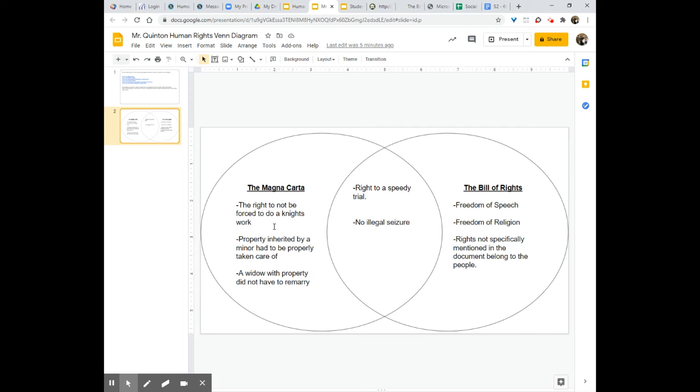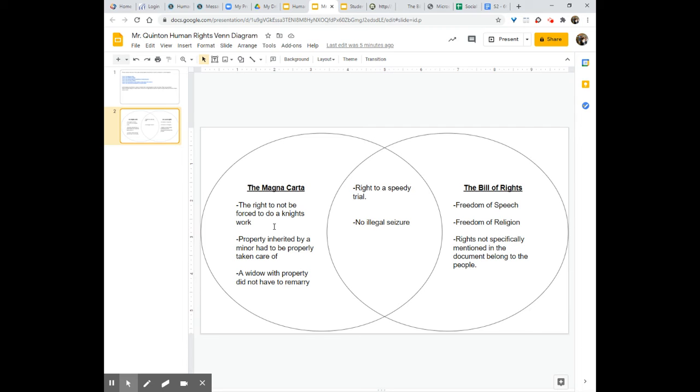If you were a minor like you are right now and you inherited property, before, the person who was in charge of the property or the person who was in charge of you could pretty much do whatever they wanted. Now, the property had to be taken care of properly, so that the minor would actually have something to inherit when they became of age.